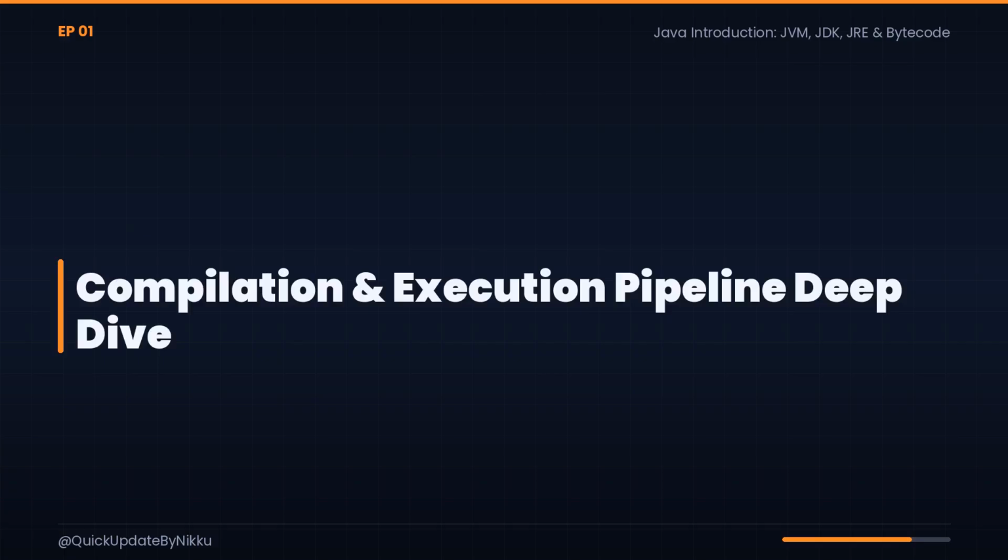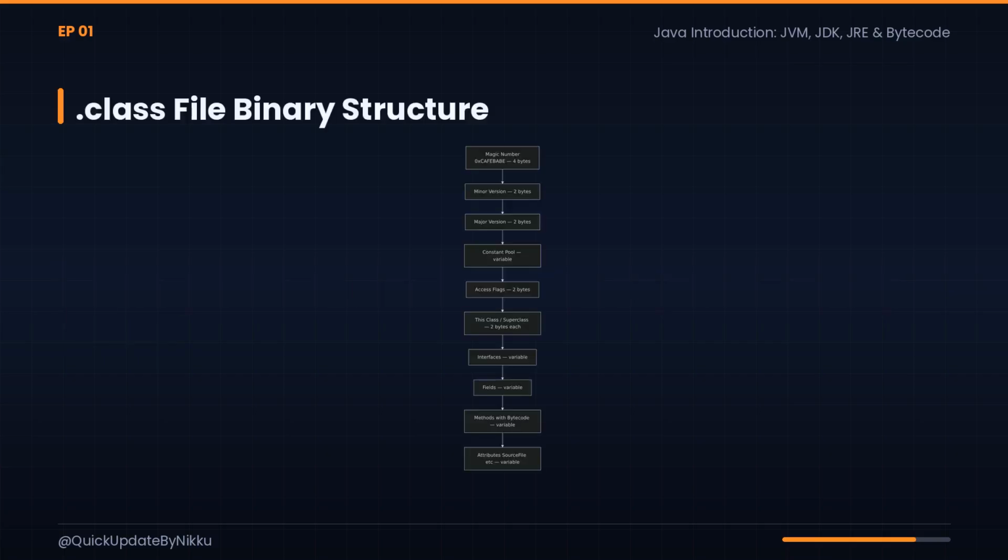We close this masterclass by walking the complete Java compilation and execution pipeline stage by stage. We will also dissect the binary class file format so you understand exactly what the JVM reads before a single instruction executes. Every .class file opens with the magic number CAFEBABE, 4 bytes that identify a valid Java class file. This value has been unchanged since Java 1.0 and was chosen by James Gosling himself. Immediately after the magic number come the minor and major version numbers, followed by the constant pool, then the class metadata, fields, methods, and attributes.